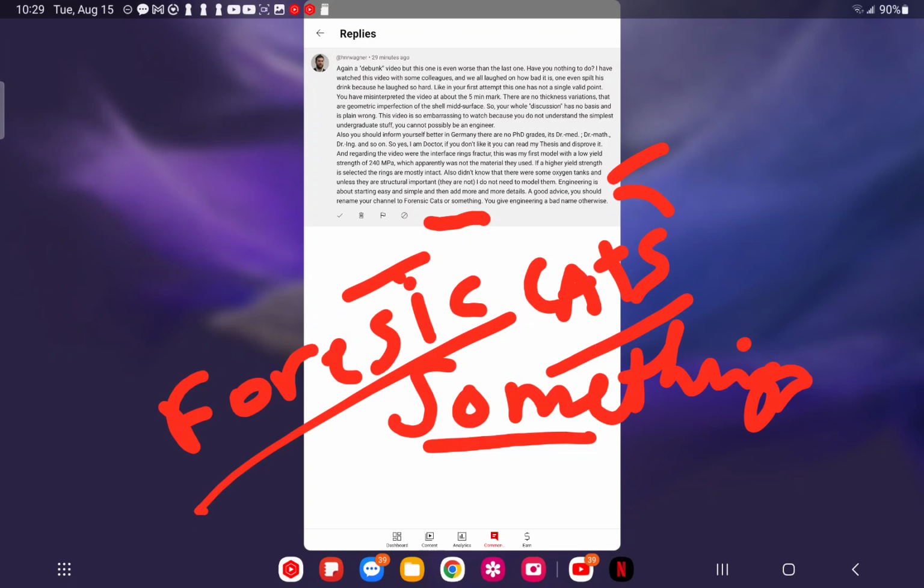You know how I am. You can't troll me, man. I'm much stronger than that. I'm built stronger than what you have there. "You give engineering a bad name otherwise." Wait a minute. But if I name it Forensic Cats or something, I won't give it a bad name? All right, I don't want to give engineering a bad name, so I'm going to name the channel Forensic Cats or something. Let's be clear. I'm the one outing bad engineering. I am outing it. I am not sucking up to it.